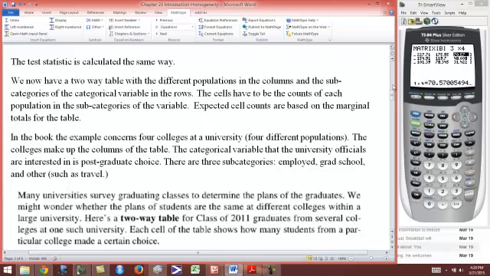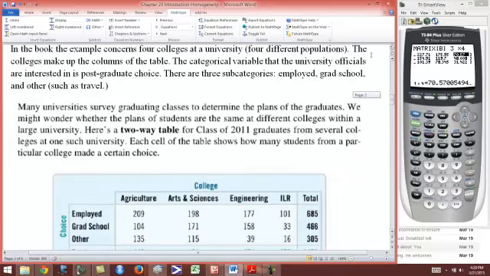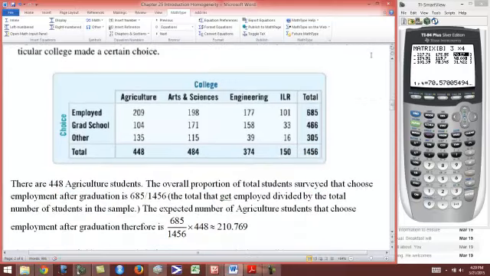In the book, the example concerns 4 colleges at a university, 4 different populations, if you will. The colleges make up the columns. The categorical variable that the university officials are interested in is postgraduate choice. There are 3 subcategories for postgraduate choice: employed, grad school, and other. So here's the table. Now this is a 3 row by 4 column table, 3 by 4. Let's remember the margins, like the labels or the numerical totals, are not part of the table. This is not a 4 by 5 table. It's a 3 by 4 table.